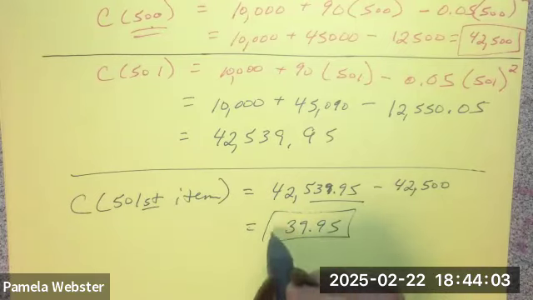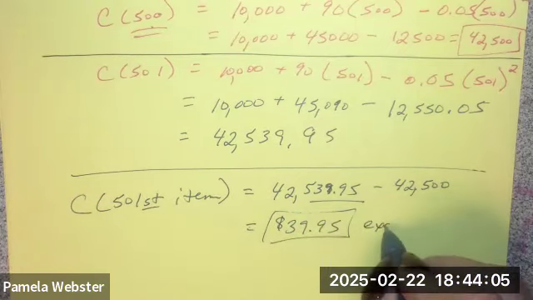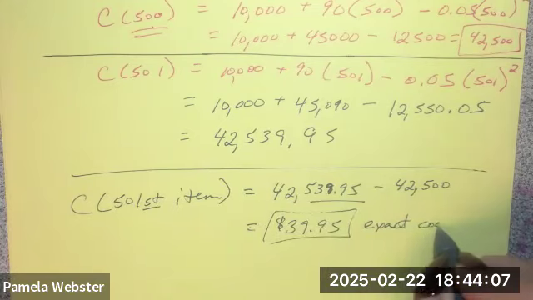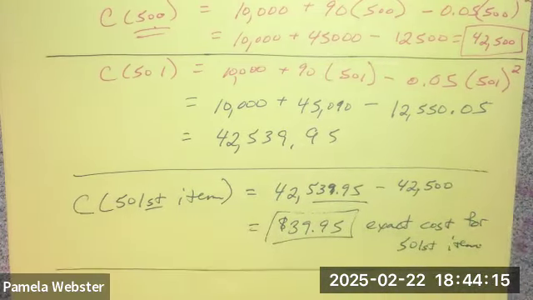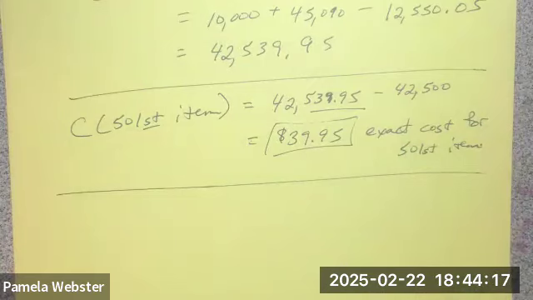$39.95. Okay, that's the exact cost for the 501st item. Exact, like we figured it using the actual formula and everything. Okay, so that's the idea that's going on here. If I was to do this manually by hand without derivatives, like actually trying to figure things out.